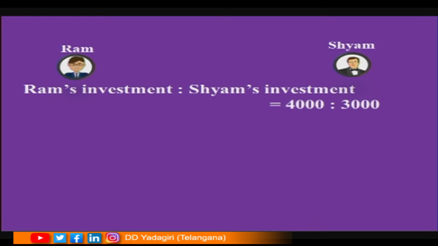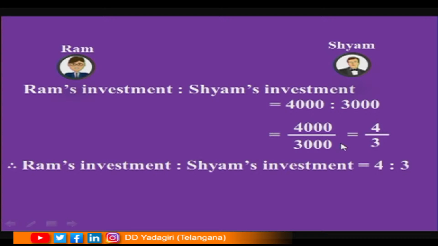Now, let us find Ram's investment is to Shyam's investment. So, we are finding the ratio of their investments, which is equal to 4000 is to 3000. Children, we have already learnt 4000 is to 3000 can be written as, yes, 4000 by 3000. Now, on simplification, we are going to cancel this: 1000 goes 3 times and here 1000 goes 4 times. We get the final ratio as 4 is to 3. That is, Ram's investment is to Shyam's investment is 4 is to 3.